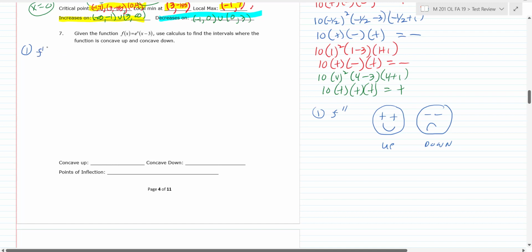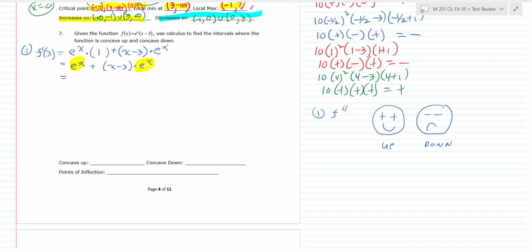So first derivative, f prime of x. The first is e to the x. The second would be the derivative of x minus 3, which is 1. Plus the second is x minus 3, times the derivative of the first. The derivative of e to the x is e to the x. So what I'm going to do is multiply this out and simplify this before I move on to the second derivative. So this will be e to the x plus x minus 3 times e to the x. Now I'm going to go ahead and factor out that e to the x. So we do have a common factor that can pull out here.